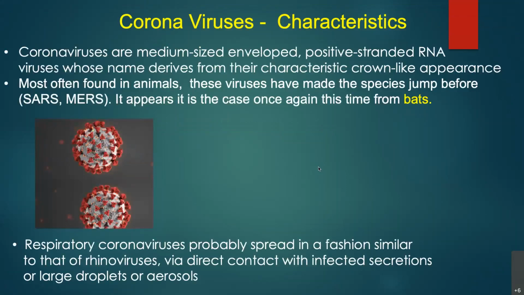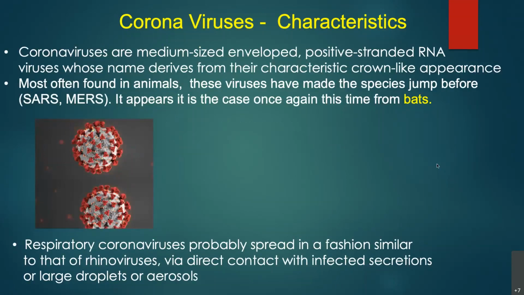So the coronavirus is a positive stranded RNA virus. And the name derives, as I said earlier, from the characteristic crown-like appearance of those receptors that sit on the top, the spicules that stand up. Most often this virus is seen in animals, but the viruses have made species jumps before, that is from an animal species into a human.